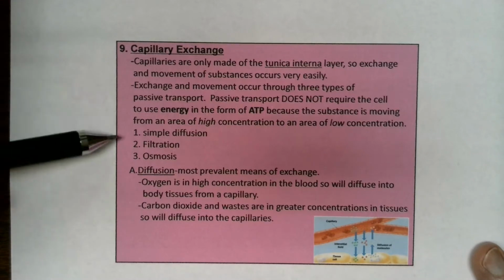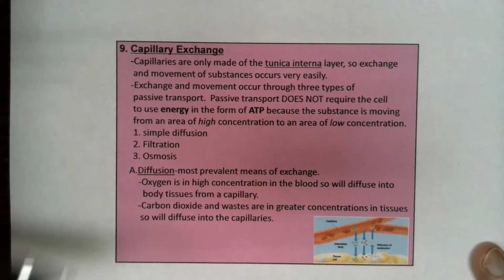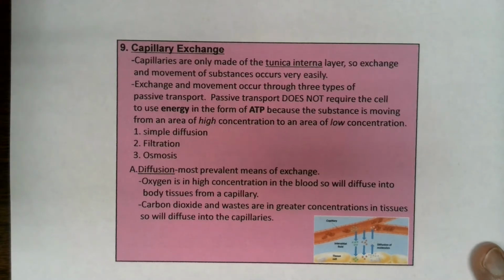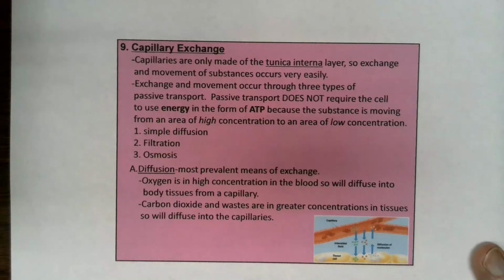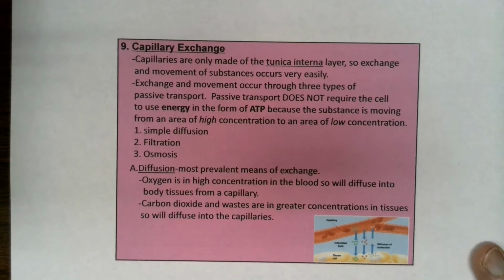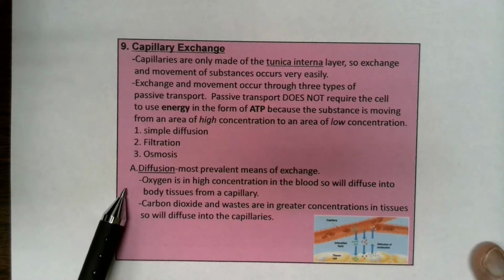So we'll start with diffusion, but we're also going to talk about filtration and osmosis. Diffusion is the most common or prevalent means of gas exchange. So if we couch this as blood has left the left ventricle of the heart, gone out the aorta, it's oxygenated, and it's going to take oxygen to all the tissues of our body. When it gets to, let's say, the capillary beds in your toes, oxygen is going to be in high concentration in the blood, so it's going to diffuse into the body tissues from a capillary.